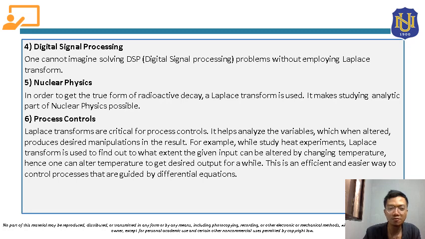And the last one is for process controls. Laplace transforms are critical for process controls. It helps analyze the variables which, when altered, produce desired manipulations in the result. For example, while studying heat experiments, Laplace transform is used to find out to what extent the given input can be altered by changing temperature. Hence, one can alter temperature to get desired output for a while. This is an efficient and easier way to control processes that are guided by differential equations.